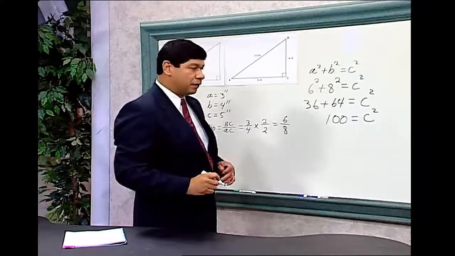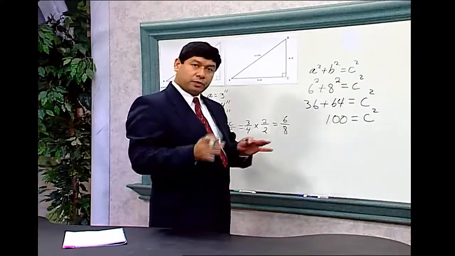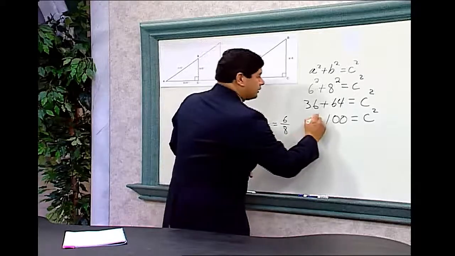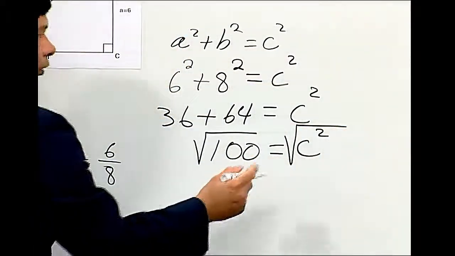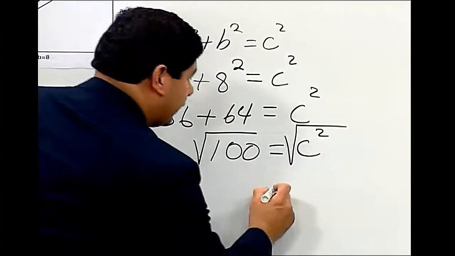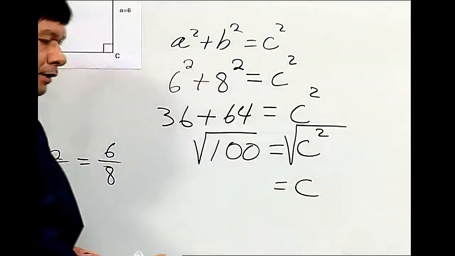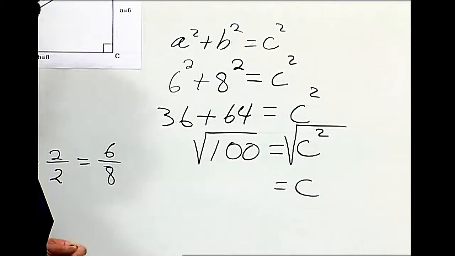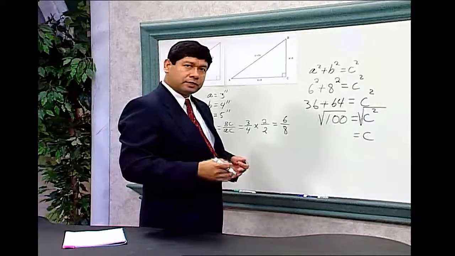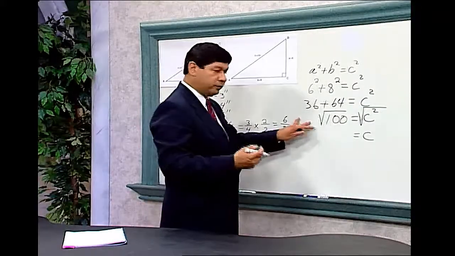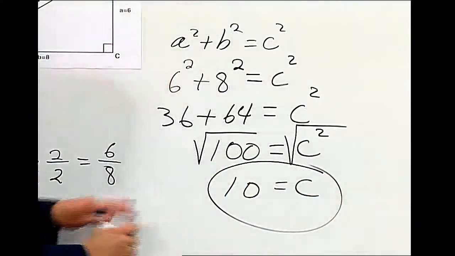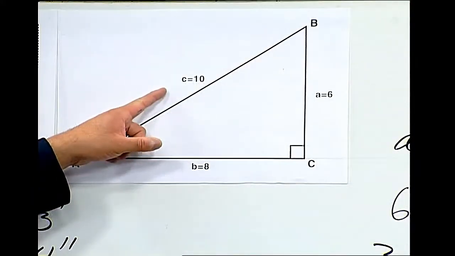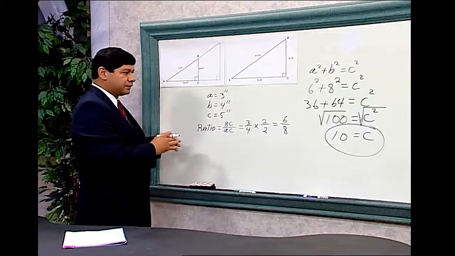Now to find out what the value of C is, we're going to take the square root of both sides. So let's take the square root of 100 and the square root of C squared. The square root of C squared now becomes C. And the square root of 100, we ask ourselves, what number times itself will give us 100? We know the answer to that is 10. And we can see that 10 is what we have listed here. So we have proven that this is proportional as the sides have grown.